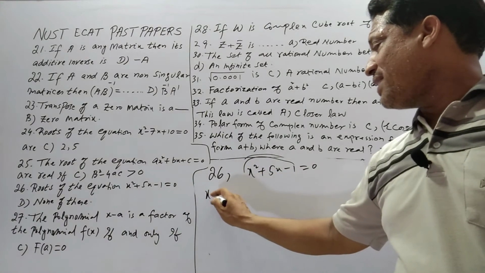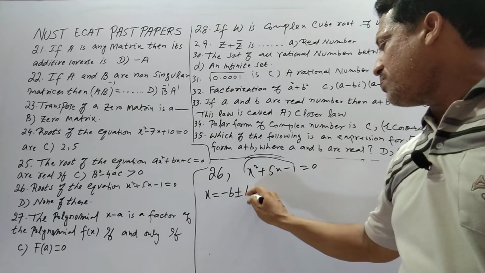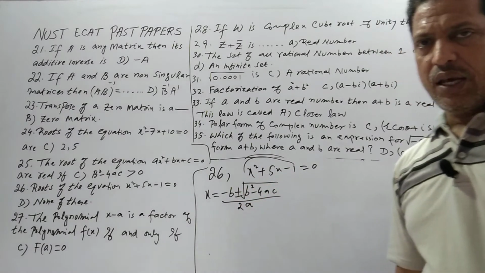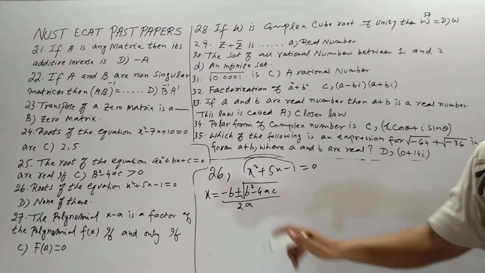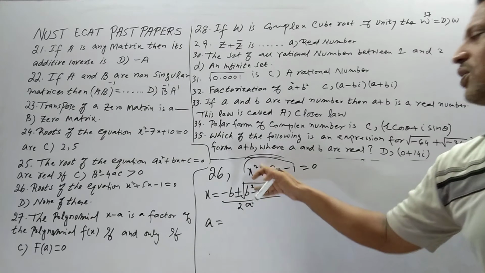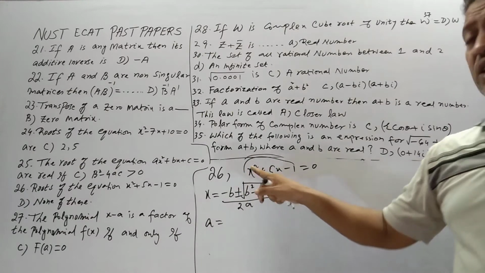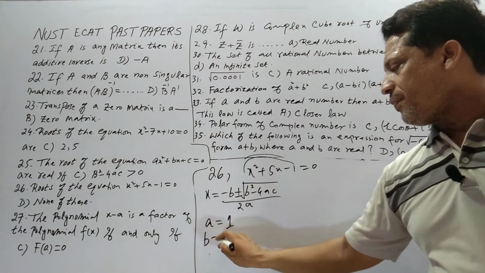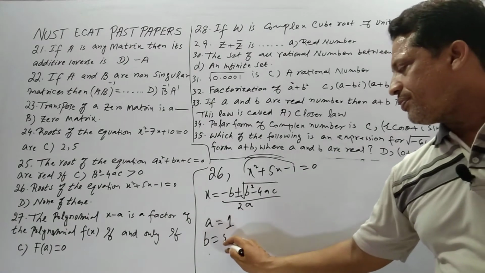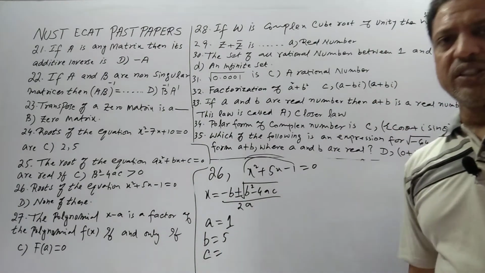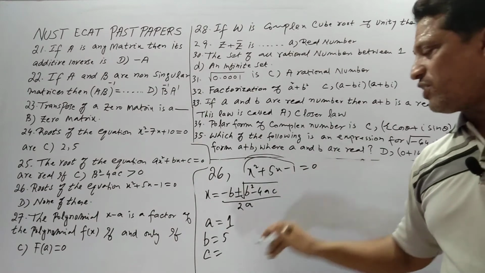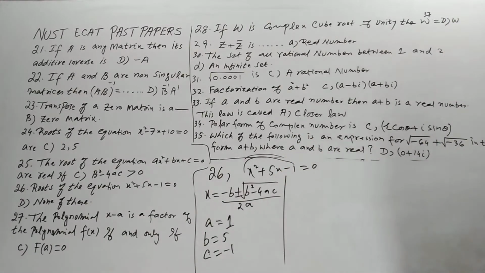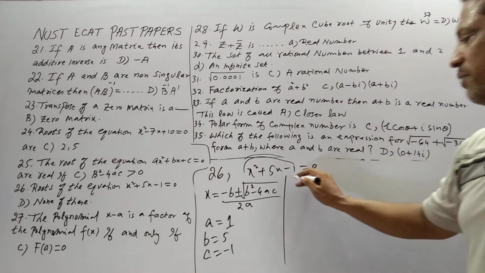What is the quadratic formula? x is equal to minus b plus minus the root of b squared minus 4ac, over 2a. First we have to write a, b and c. What is a? a is the coefficient of x squared. In this question there is no coefficient of x squared. If there is nothing, then it is 1. b is the coefficient of x, which is 5. c is the constant, meaning without x, which is minus 1. You must include the minus sign if you see it in the question. Don't forget to put the minus sign, otherwise your answer is 100% wrong.